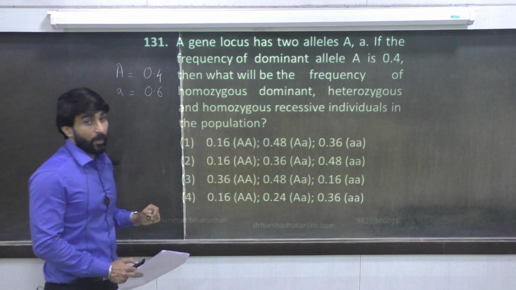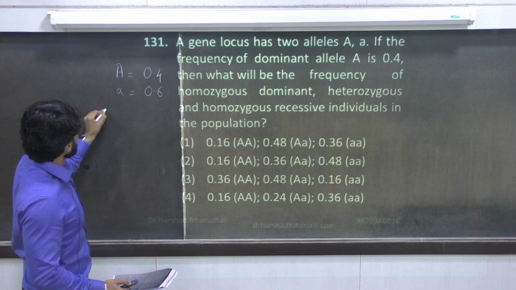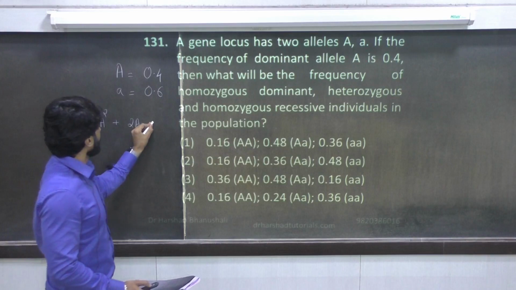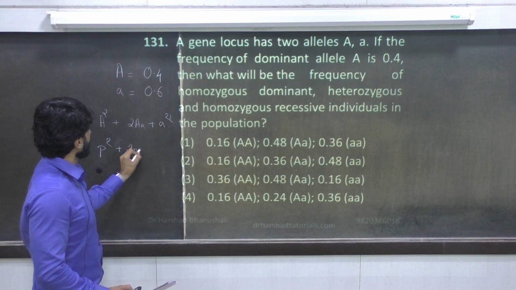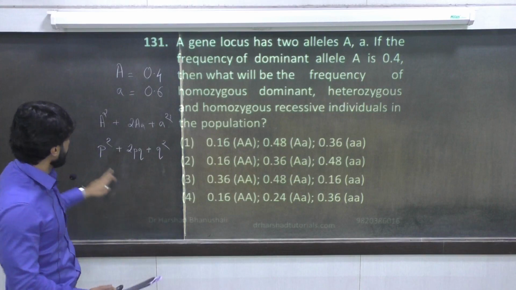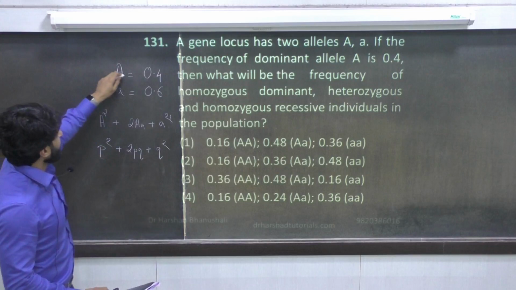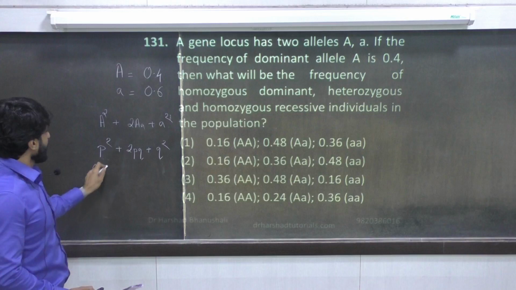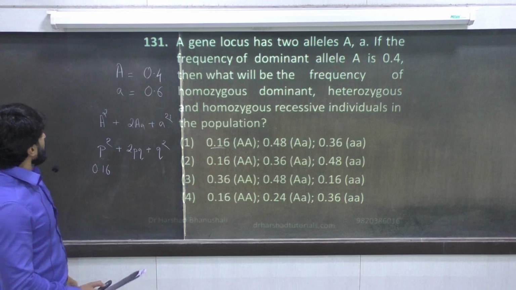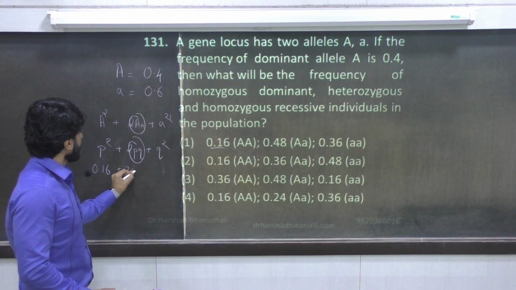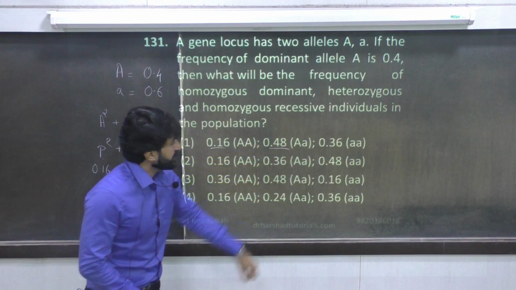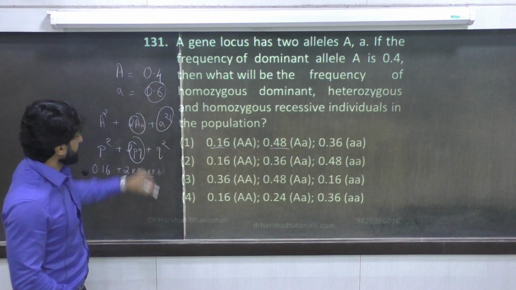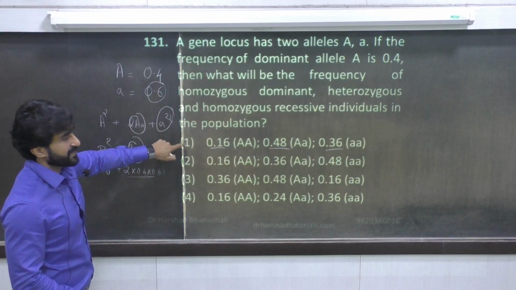Now, if you remember, we have a formula which says A square plus 2 capital A small a plus small a square. Of course, the actual formula is p square plus 2pq plus q square. This is your Hardy-Weinberg equilibrium. So A square would be 0.4 square, which is 0.16. Here is your statement. 2pq would be 2 into 0.4 into 0.6, which would be 0.48. This is your statement. And small a square, which is 0.6 square, is 0.36. So your answer would be option number 1.